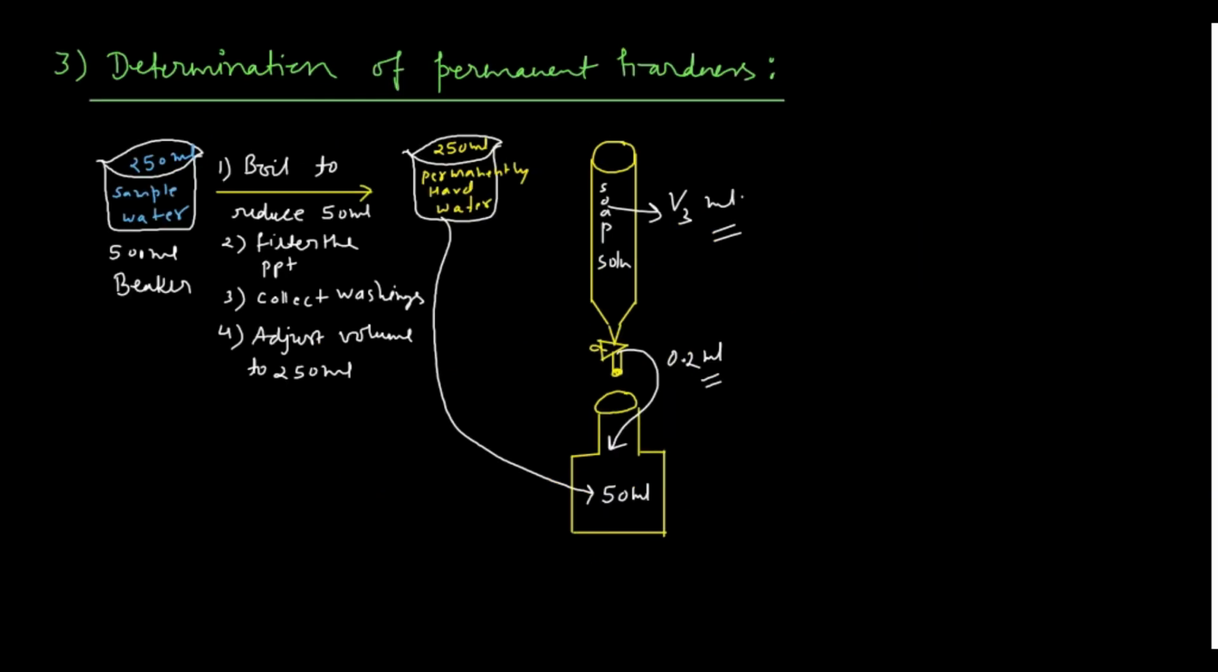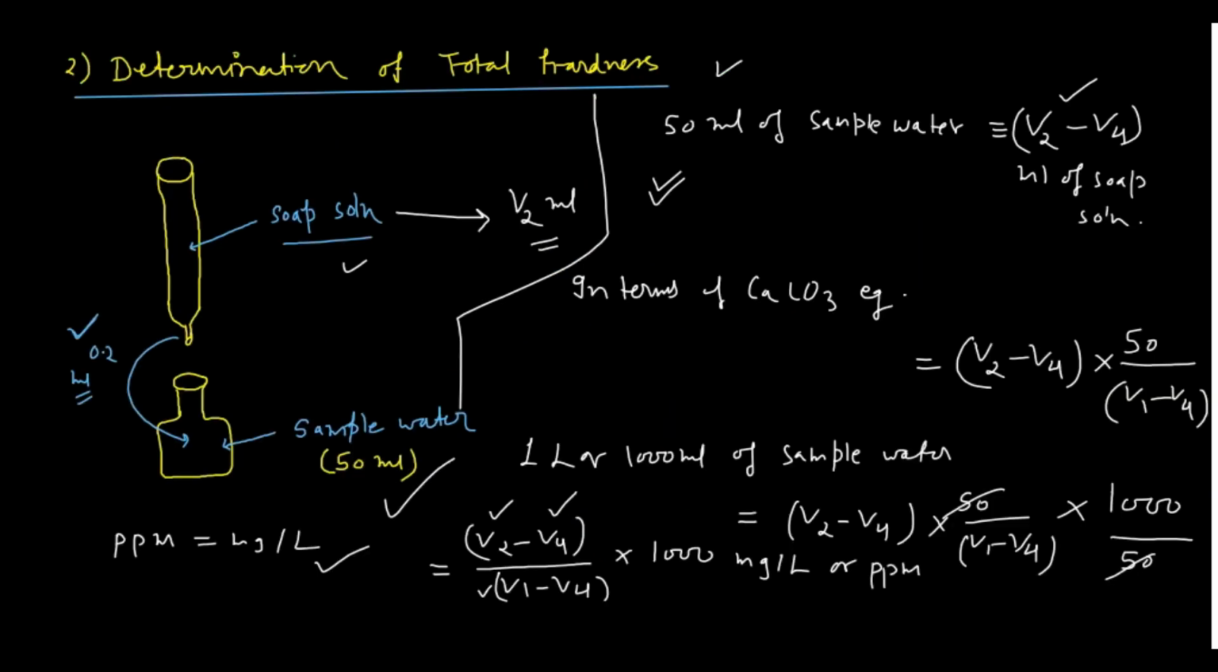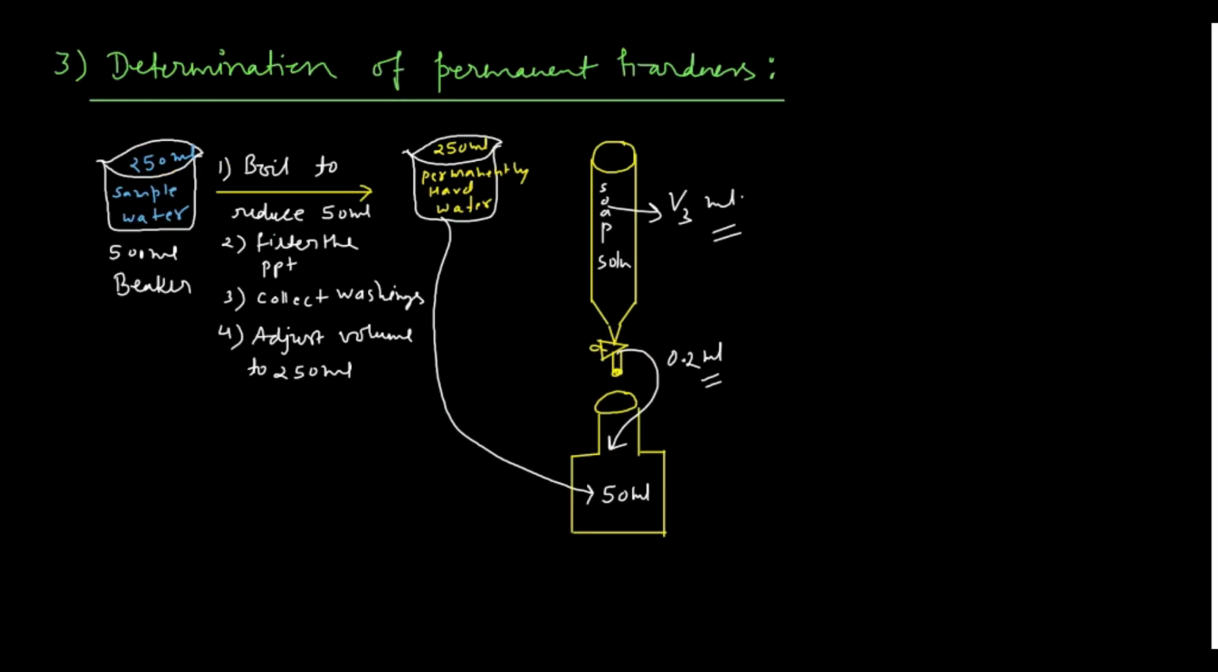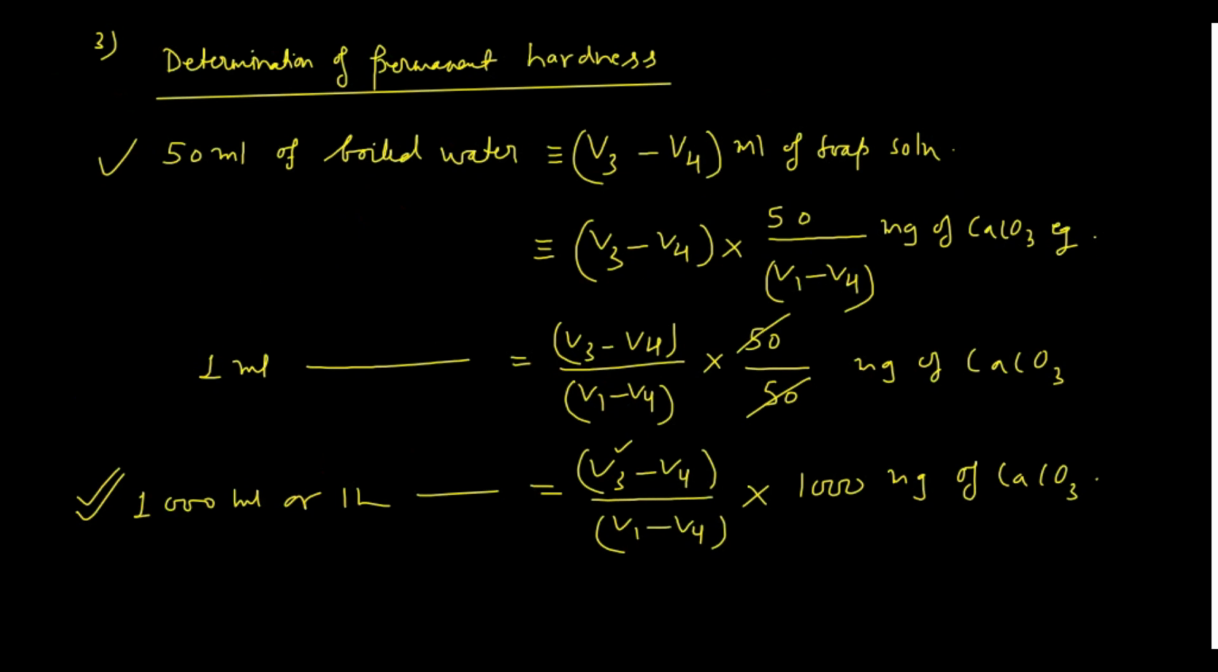Check here, V2 minus V4, right? This is something very, very important. Now you can go for the temporary hardness also, right? This is for permanent hardness I have done. Okay, temporary hardness.